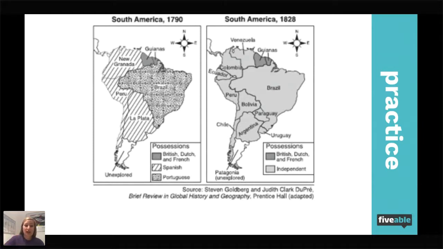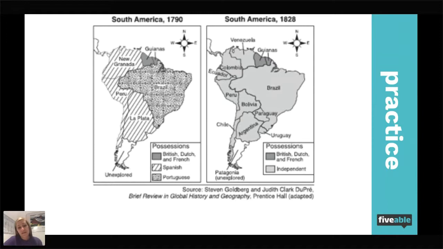So let's first look at South America in 1790. We have a little bit of a key there, and it says possessions. And then it has British, Dutch, and French, Spanish, Portuguese. And you can see that in this, obviously, most of South America is controlled by Europeans. There's very few areas that are left untouched by European possessions. Just that small area unexplored there to the south.